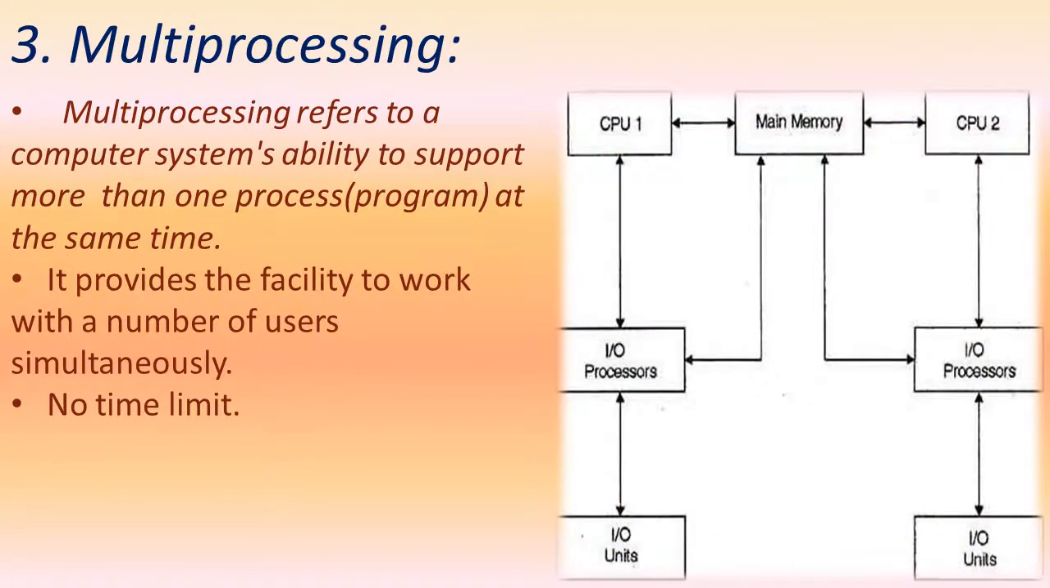Look at the diagram. Here, main memory is controlling both the programs, means CPU 1 and CPU 2, and also the input-output process on both sides. Means here more than one program is executing at the same time without a time limit.